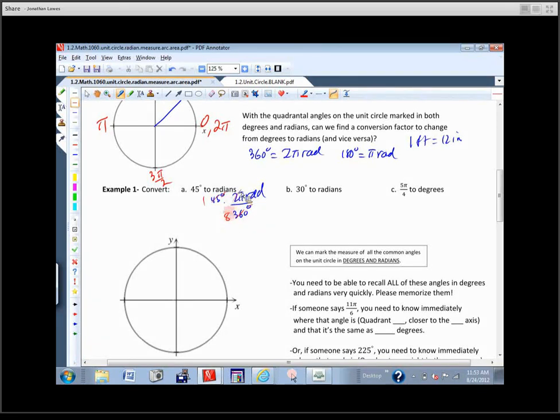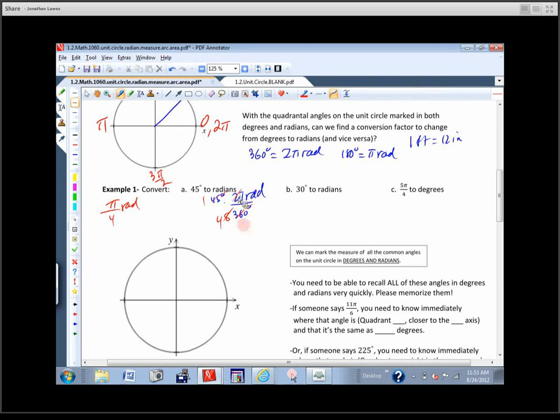Let's see, 45 goes in there once. 45 goes in here 8 times. And then I can cancel the 2 with the 8. That would be a 4. So if you take a good look here, the only thing left on the top is a pi. The only thing left on the bottom is a 4. So it's pi over 4 radians.